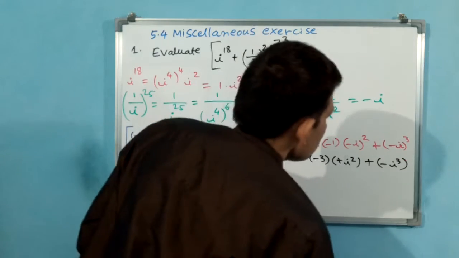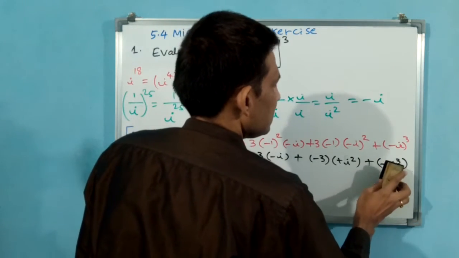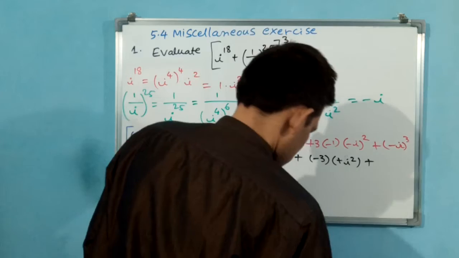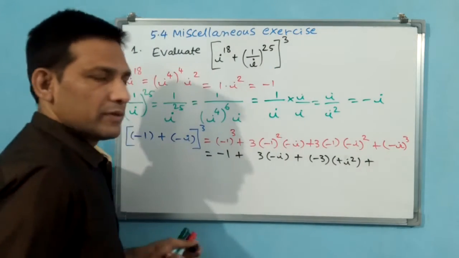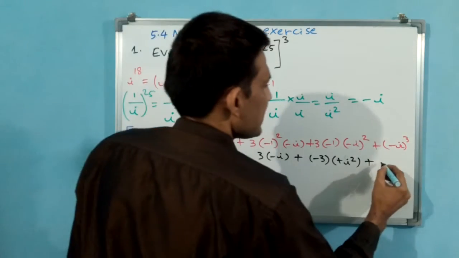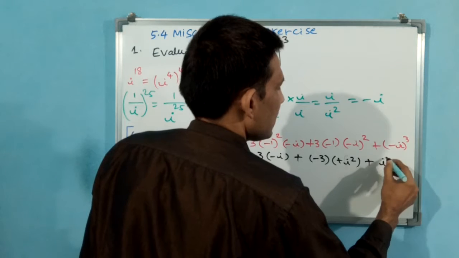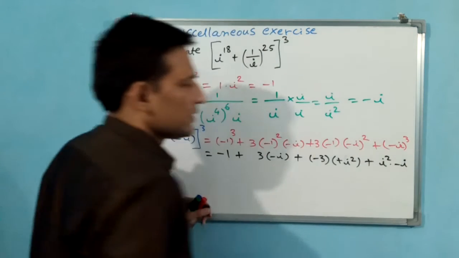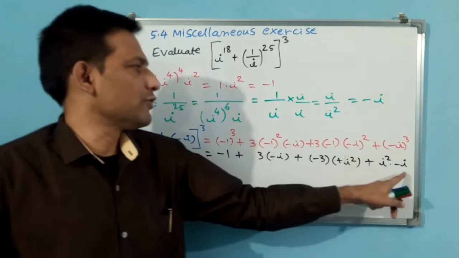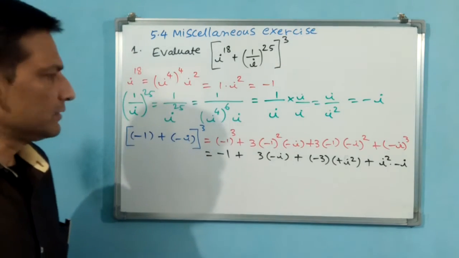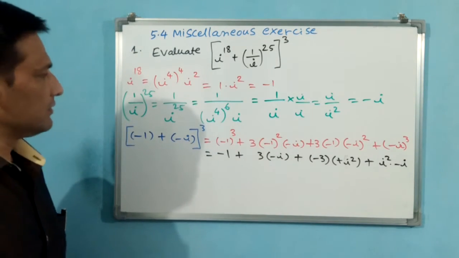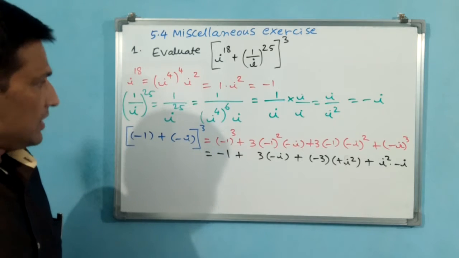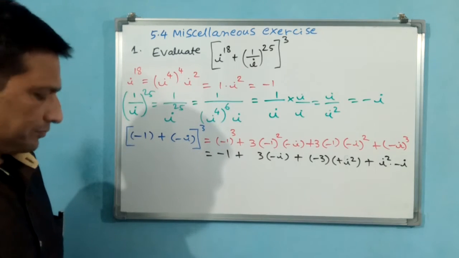Also you can write i square into i here itself. We are going to reduce one step. i square into minus i. Is it okay? i square into minus i. Now minus i cube. That's all. Minus i cube. Okay? Let us see now.